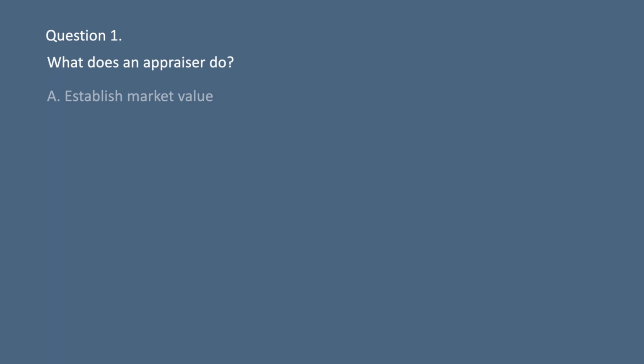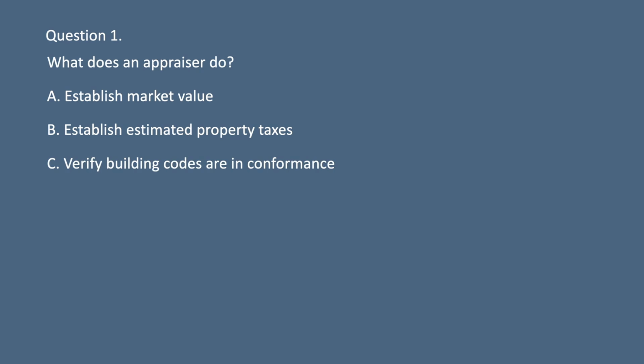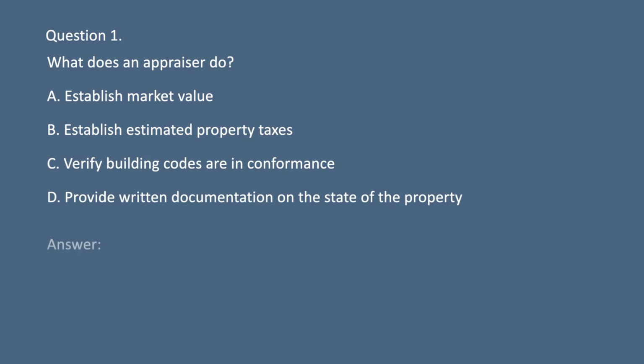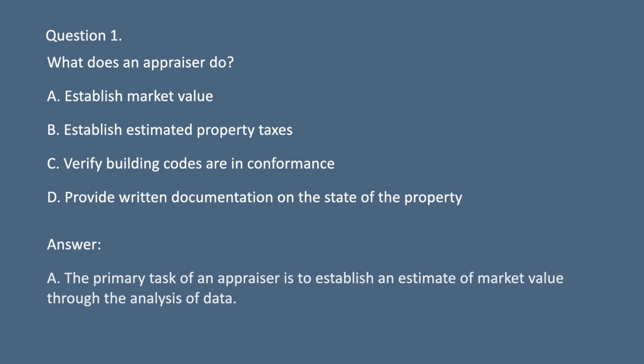Question 1. What does an appraiser do? A. Establish market value. B. Establish estimated property taxes. C. Verify building codes are in conformance. D. Provide written documentation on the state of the property. Answer. The primary task of an appraiser is to establish an estimate of market value through the analysis of data.